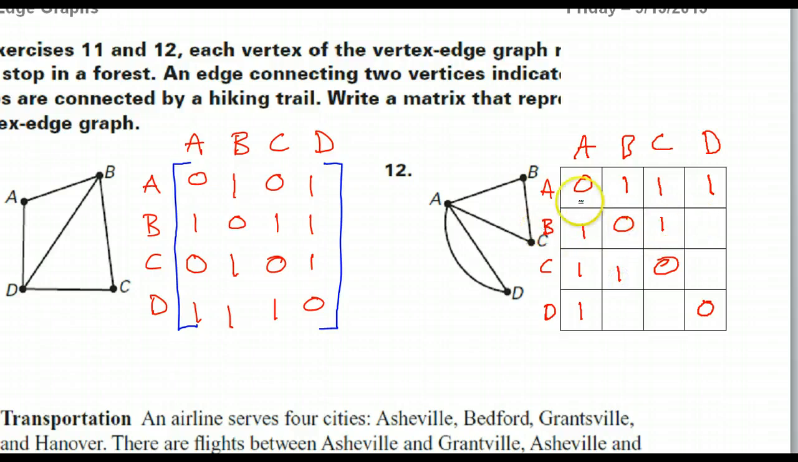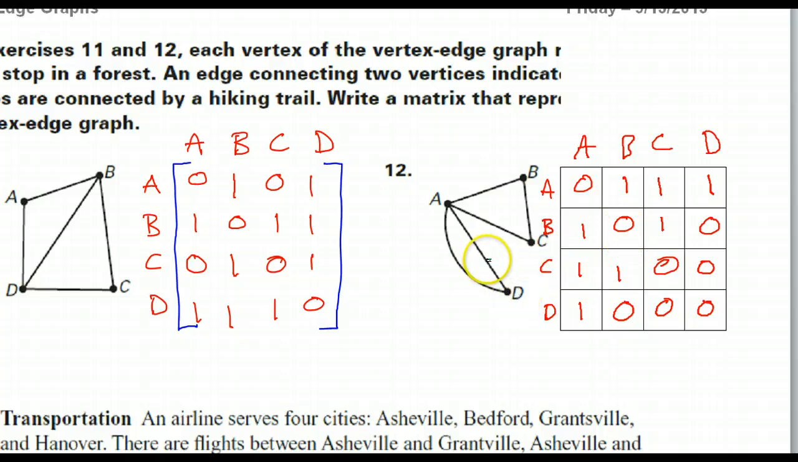What about B and D? Oh, that's where the fail starts to happen. There's no connection between B and D. So that's going to be a 0, 0 connections. That means between D and B there are 0 connections. And what about between C and D? No connections between C and D. That means between D and C there are no connections. Okay, so this is what we've got going on here.